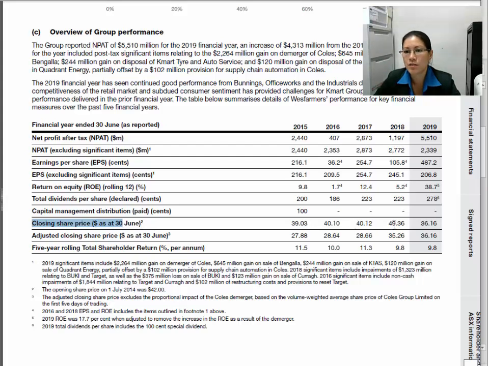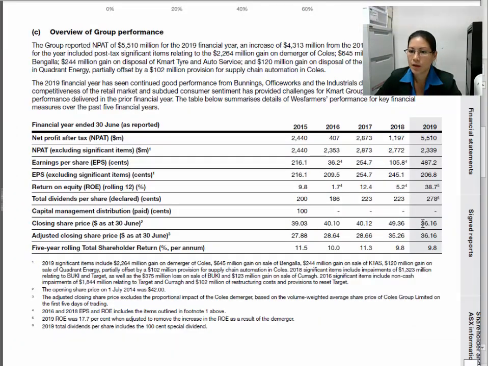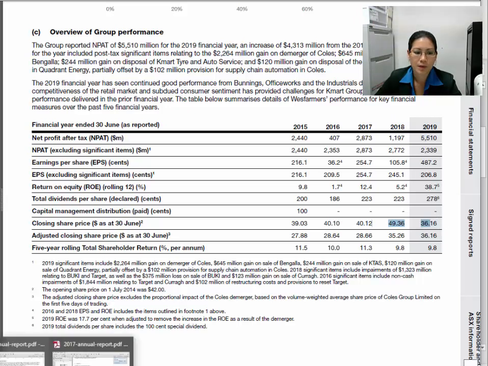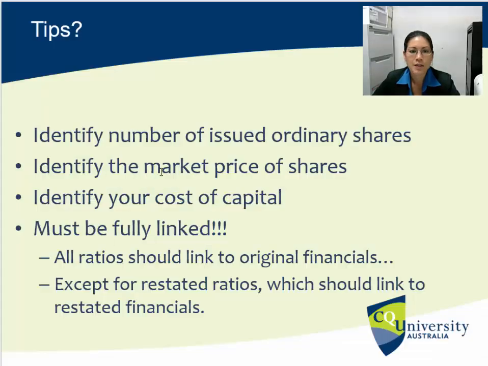Oh, look, I could have just used this report and got all four of them and not had to go through the other one. There was my $40.10 and $40.12 for 2016 and 2017. So I'm just going to enter in 2018 and 2019: 49.36 and 36.16. Taking a bit of a hit in the market price per share. Okay, so I've identified the market price of Wesfarmers shares.